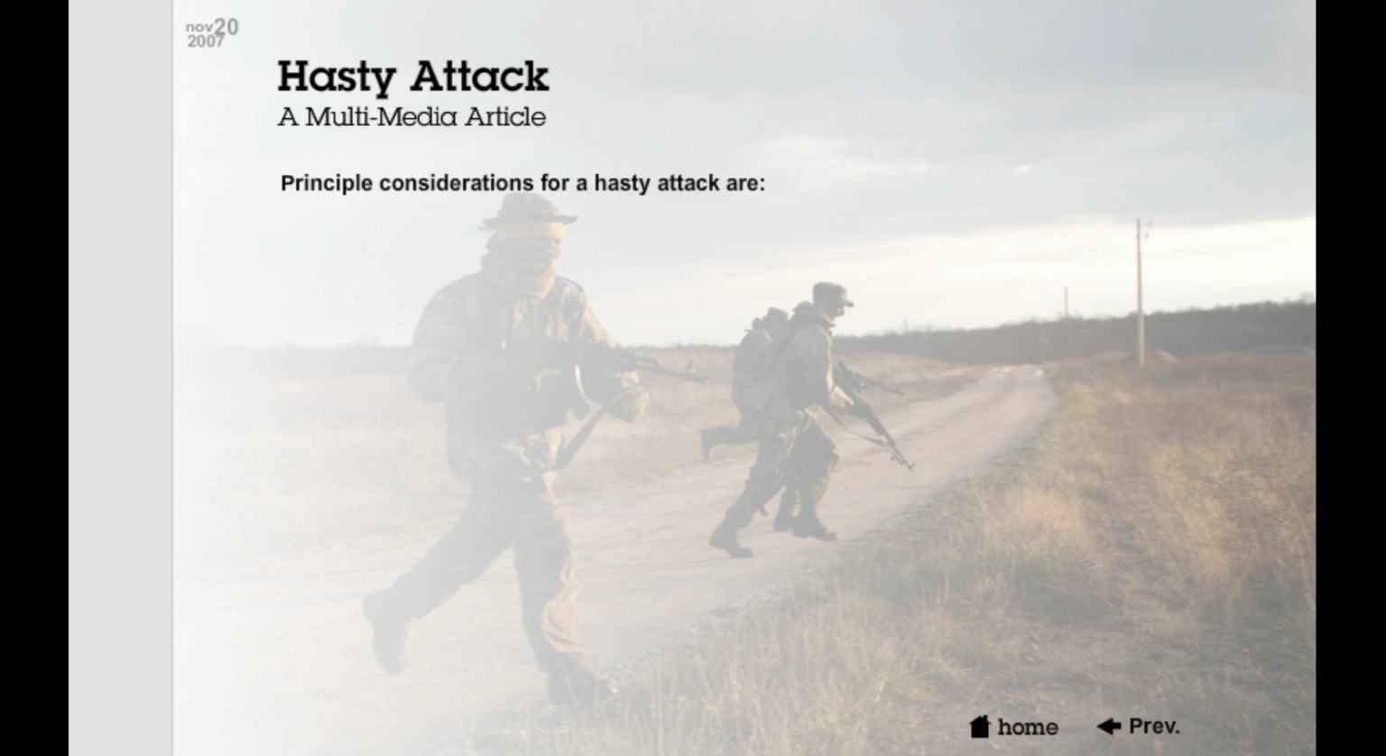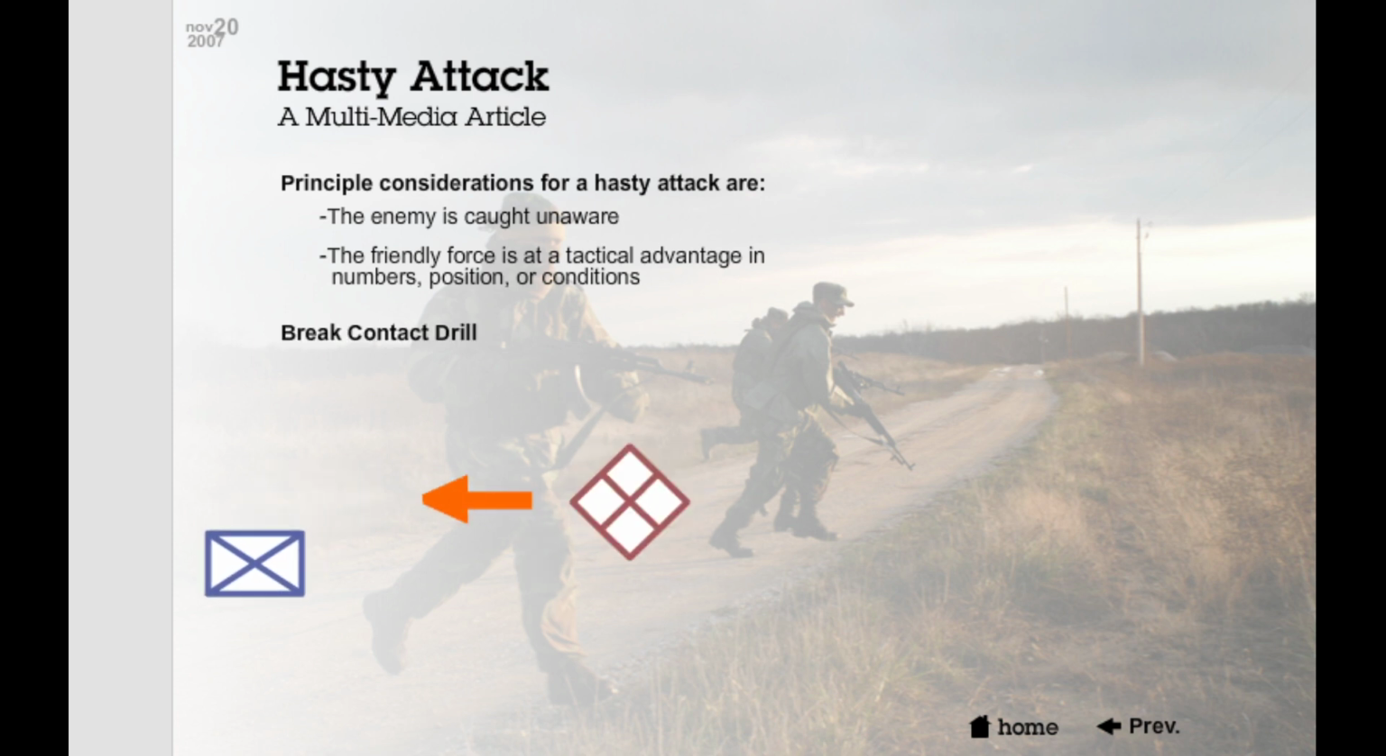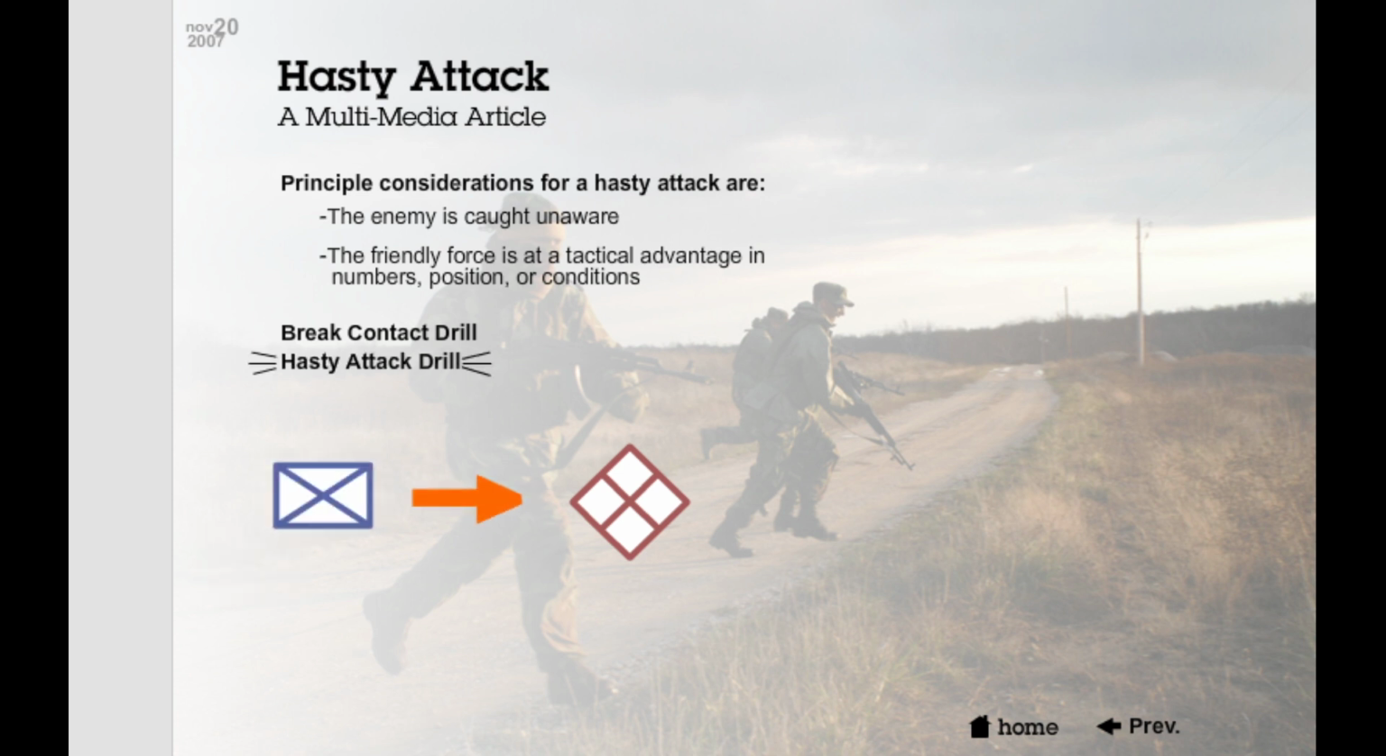The principal considerations for a Hasty Attack are: the enemy is caught unaware, and the friendly force is at a tactical advantage in numbers, position, or conditions. For clarity, if the enemy fires upon the friendly patrol first, then the friendly patrol must execute another battle drill, either the react to contact drill or the break contact drill. However, when the friendly force has the tactical advantage and has caught the enemy unaware, these are ideal conditions to execute a Hasty Attack.